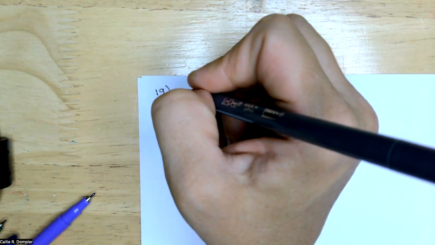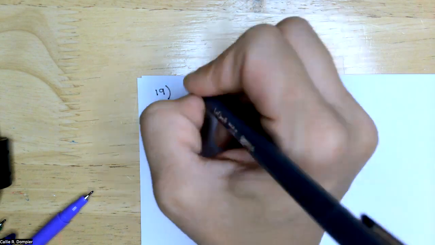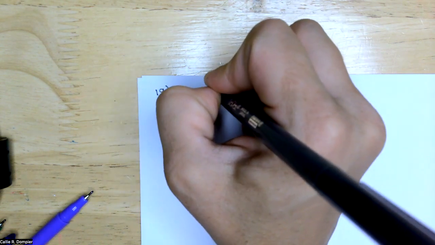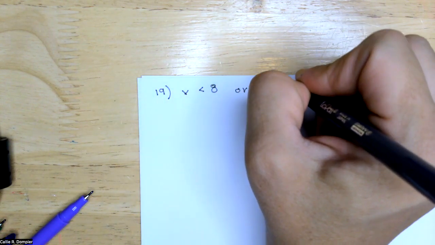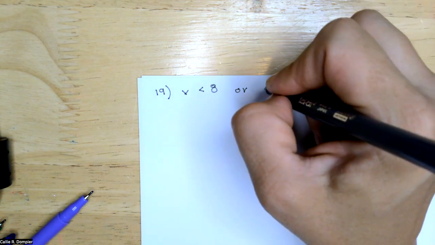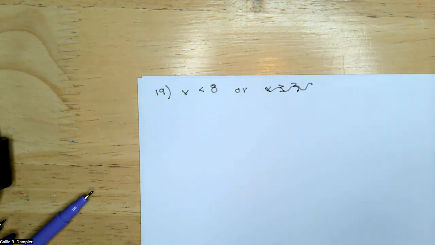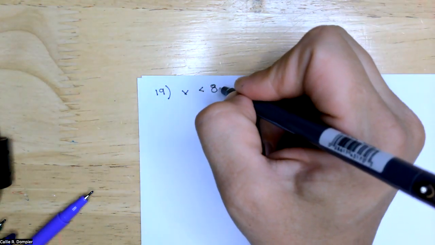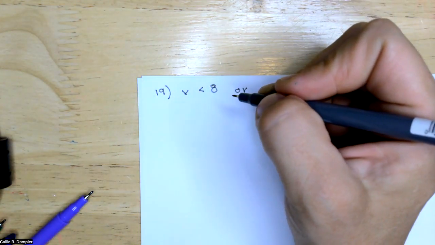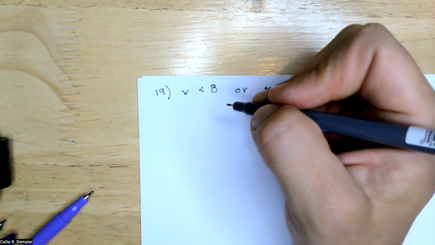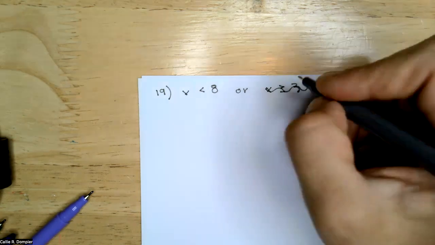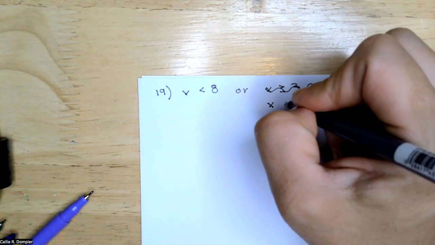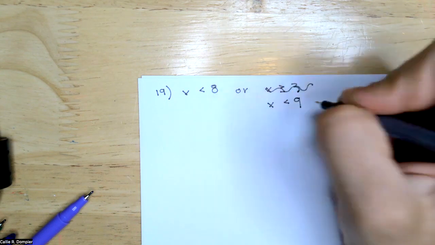And 19 is, or sorry, yeah. 19 is x is less than 8 or x is greater than... sorry, I'm getting them confused. I made a little list of numbers. X is less than 8. X is greater than or equal to 3 is problem 20. So the rest of problem 19 is x is less than 9.